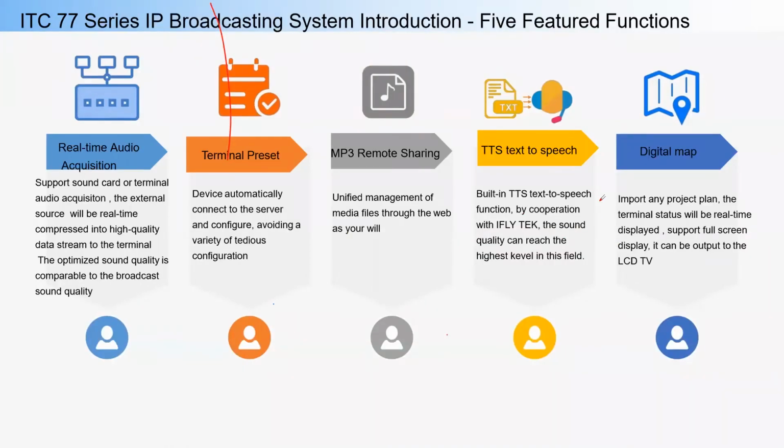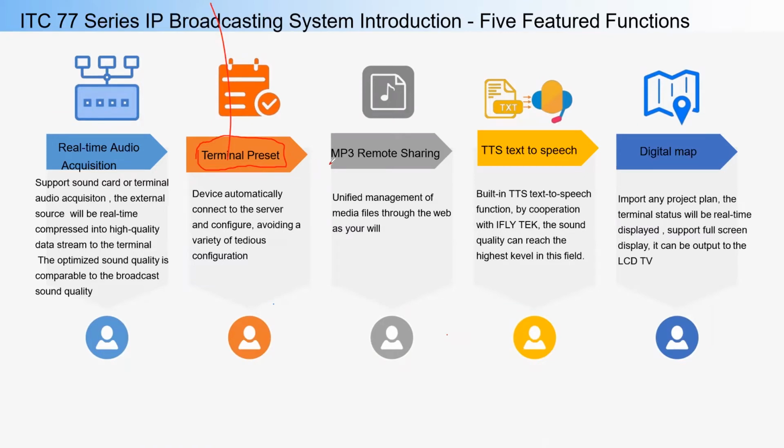So there will be five major features of the IP broadcast system. Firstly, real-time audio collection, which means you can collect outside audio sources like MP3, CD player, AM/FM tuner, and so on. Second, the terminal preset. You can preset your device to automatically connect to the server and configure, avoiding a variety of configurations, which means the terminal is very easy to configure. You just need to plug in the network cable and it will get online.